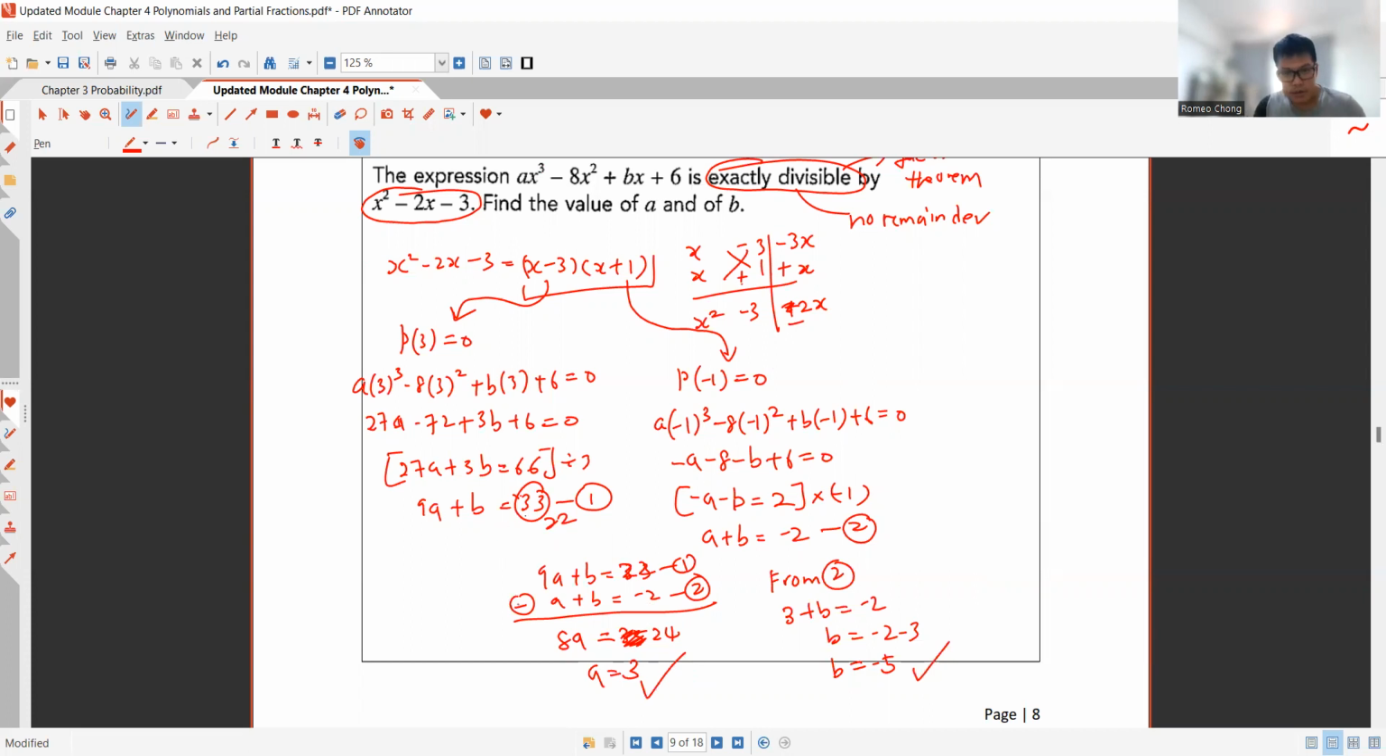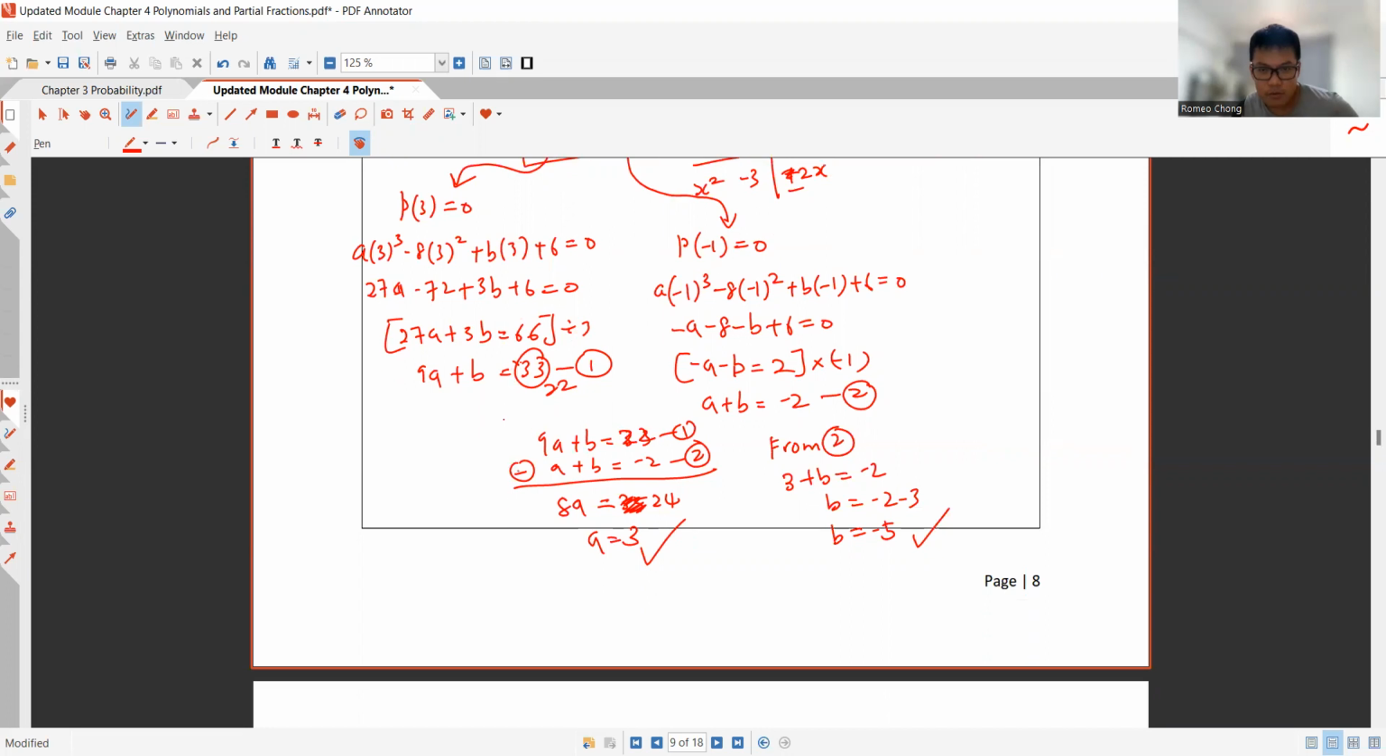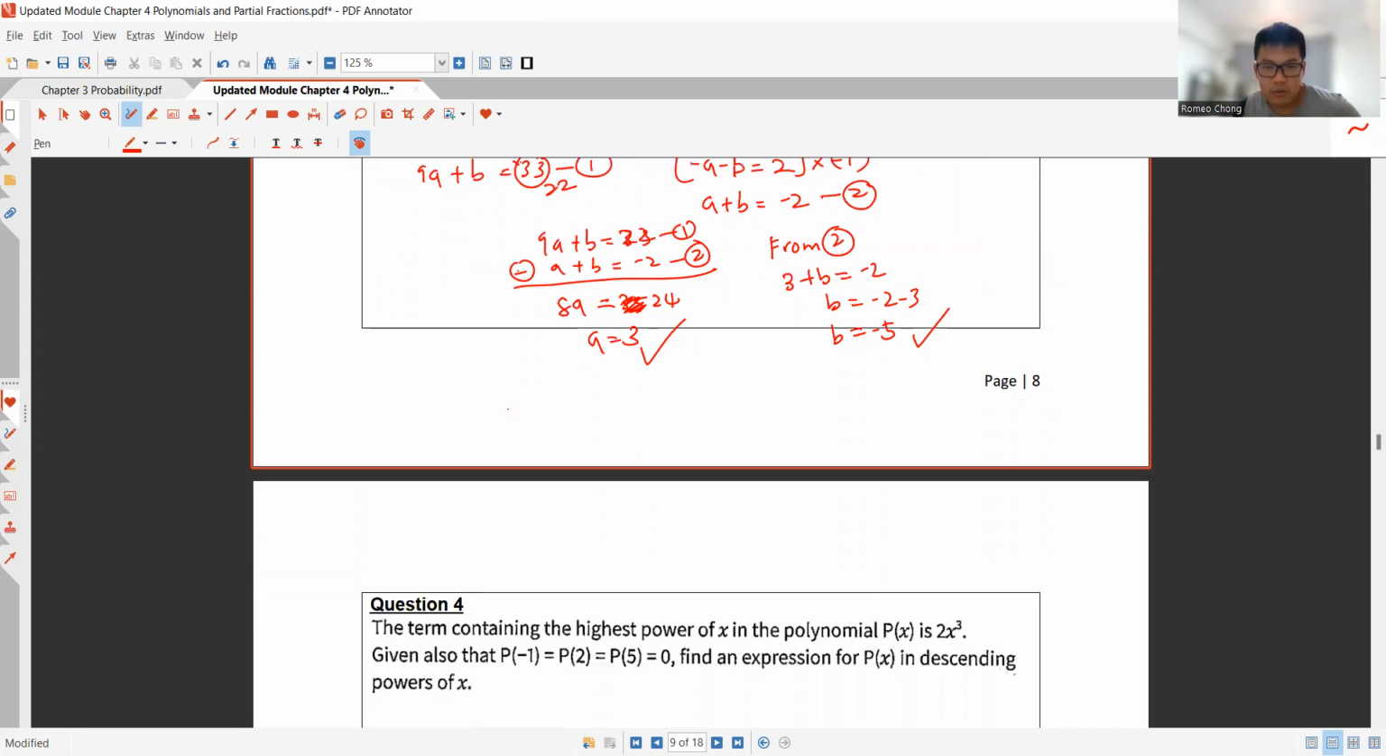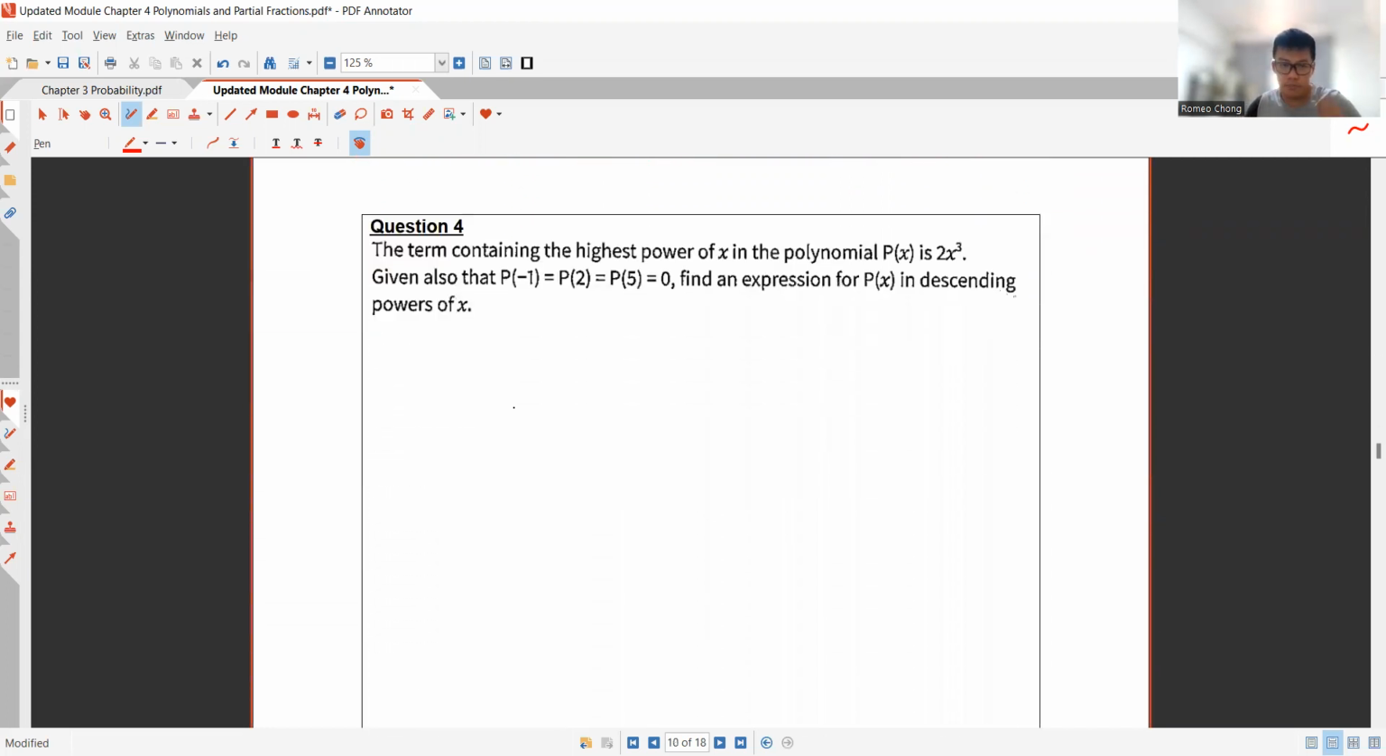Okay, sorry, my bad. Just now, because 66 divided by 3, you are supposed to get 22. If you follow my steps, I think you have already discovered the mistake just now. Luckily, I found the mistake. Okay, let's move to the last example before I end the lesson.